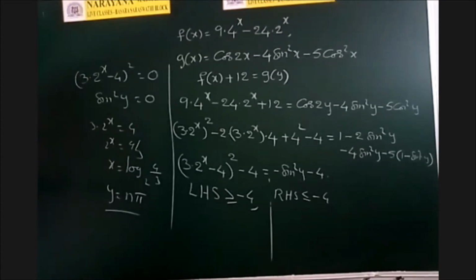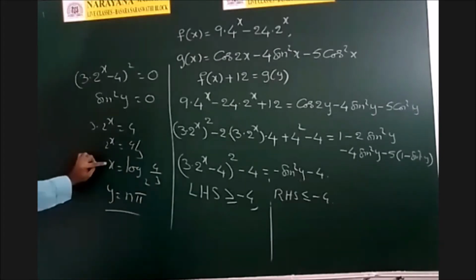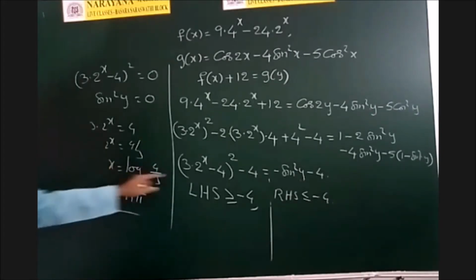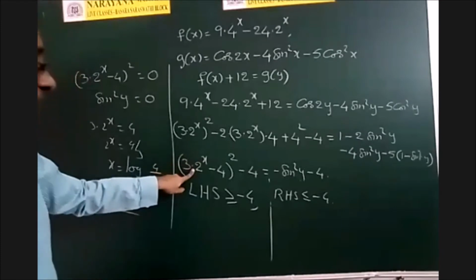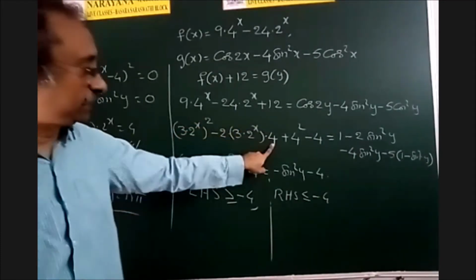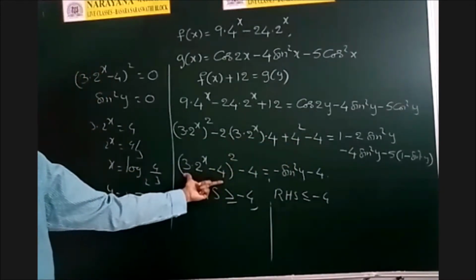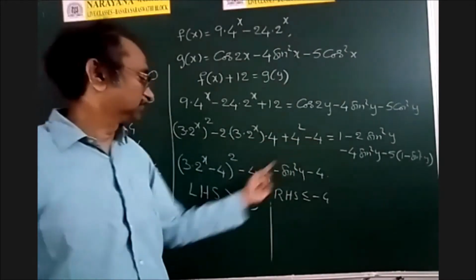Akash: Sir, can you explain the second last step of the right side? This one? Sir, that side. Oh, this one, right side. Okay. This one? Yes, sir. A square minus 2ab plus b square, that is a minus b whole square. Oh, okay, sir. Minus 4.